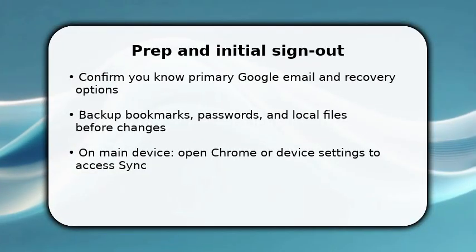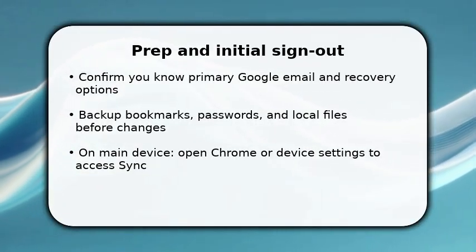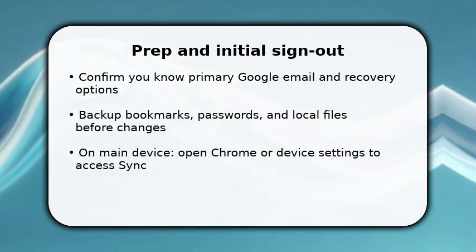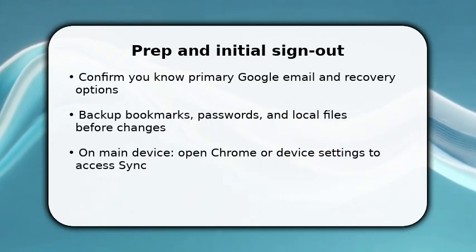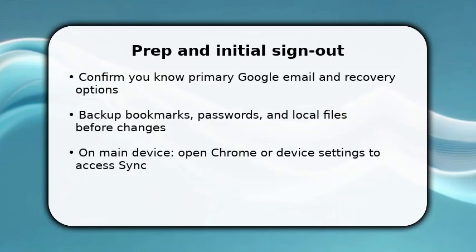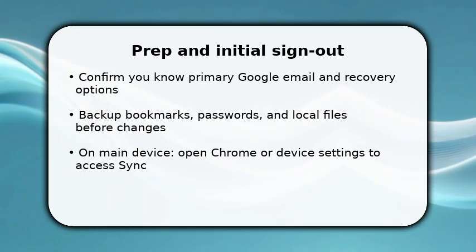You start by confirming account access and backing up anything you can lose. Once done, open the device where sync is active and go to Chrome or System Accounts. Make sure you're signed into the account you intend to reset. Next, pause sync or sign out to stop further changes propagating. This prevents accidental deletion across devices.